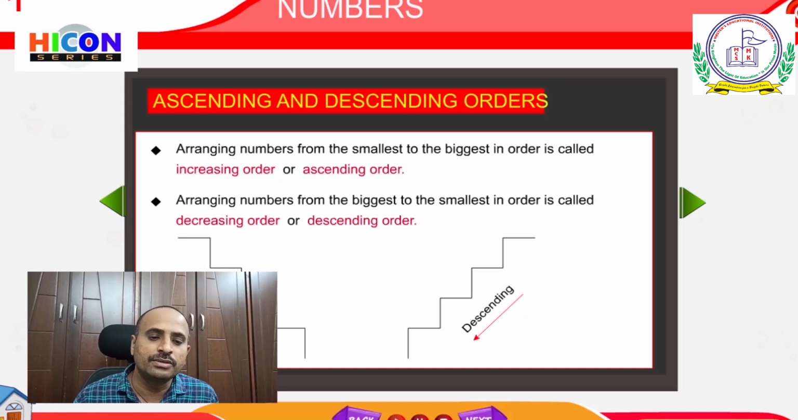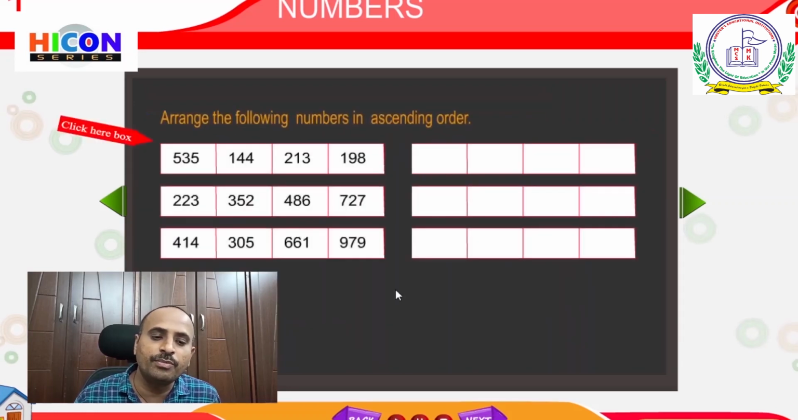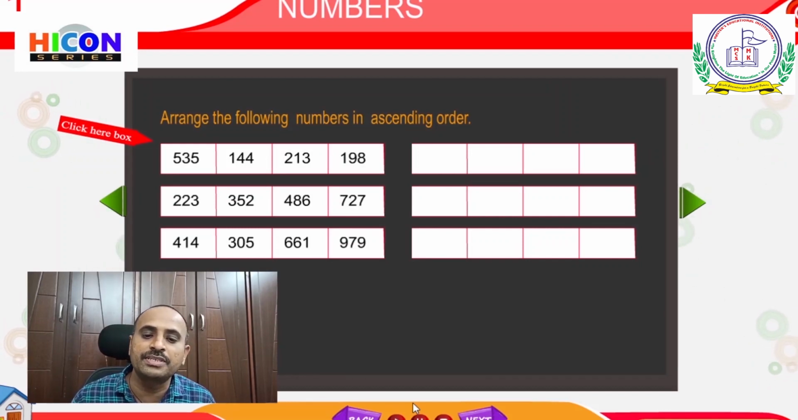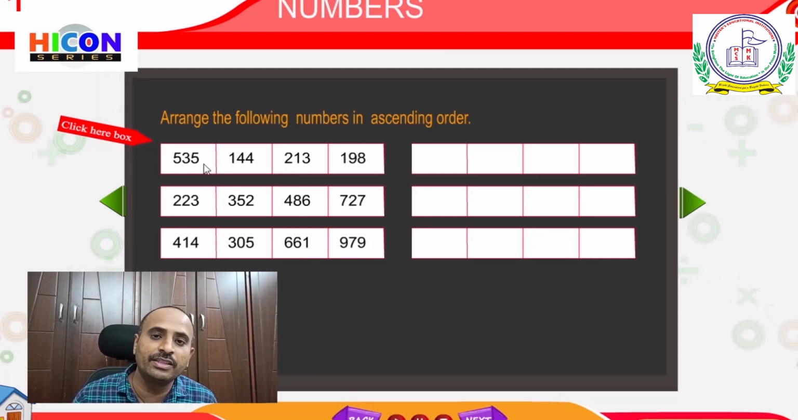So children, let us practice some problems on this ordering of the numbers. That means how to write the numbers in ascending and descending order. So arrange the following numbers in ascending order. So children, look at the screen. There are given 3 sets of numbers. See the first set of numbers. So there are 4 numbers given in the first set.